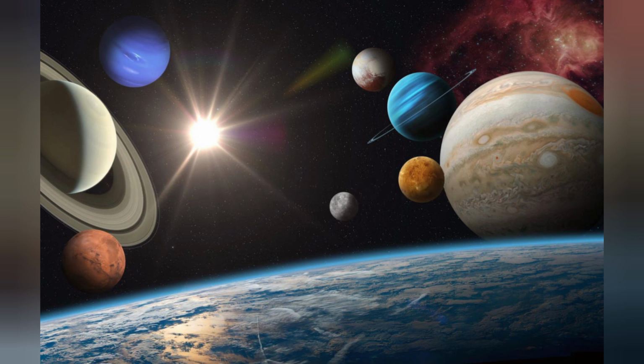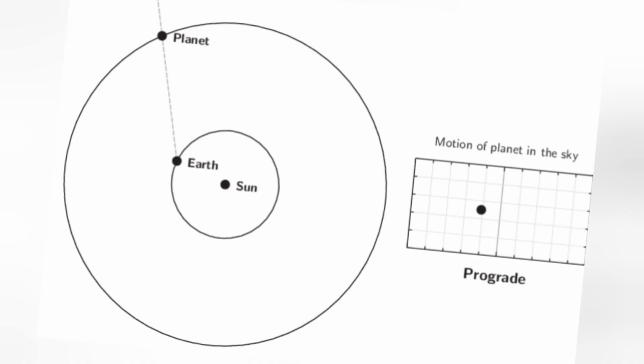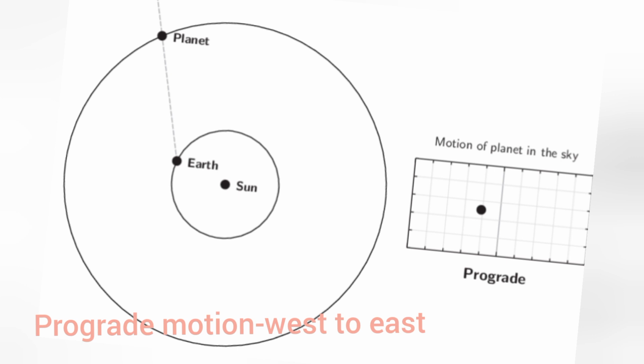So, the word planet actually means wanderer. The planets are not wandering in just any direction in space, but they have their own fixed path along which they wander or orbit. This is called the period of revolution when they complete one orbit. All the planets revolve around the sun in the same west to east, or anti-clockwise, direction. This motion is called prograde motion.